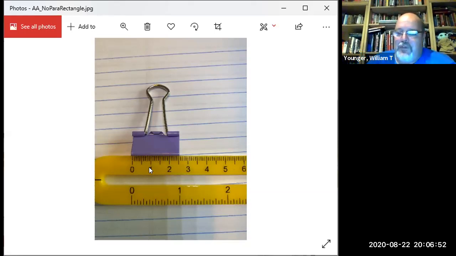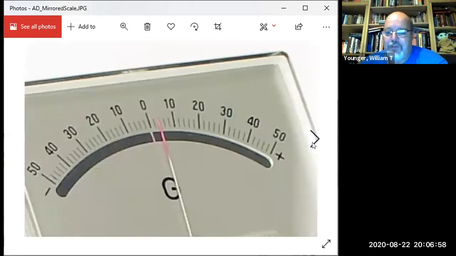Now, to avoid this whole parallax issue, they made ways of avoiding it, and one of them is the mirrored scale. So this is a galvanometer that we have at school, and with that galvanometer, if you look at it from the side, then you'll see 2 needles, 1 needle in the mirror, and then 1 needle that's the actual needle. So one's the actual reflection.